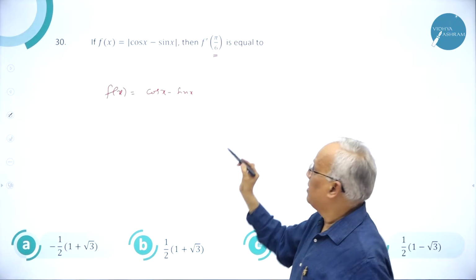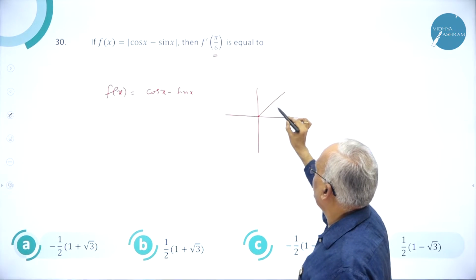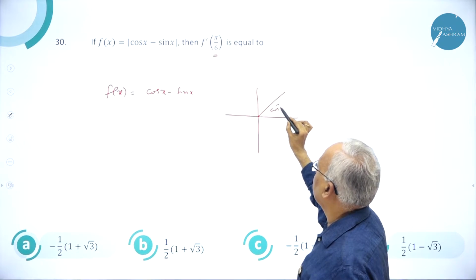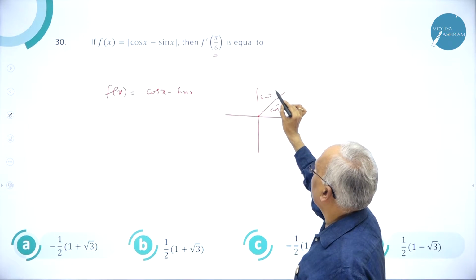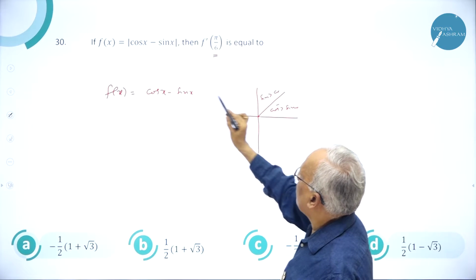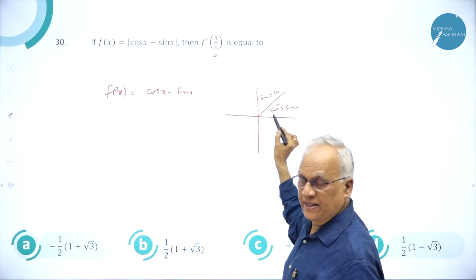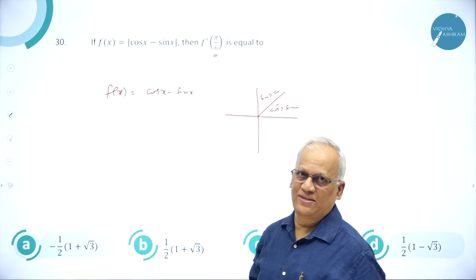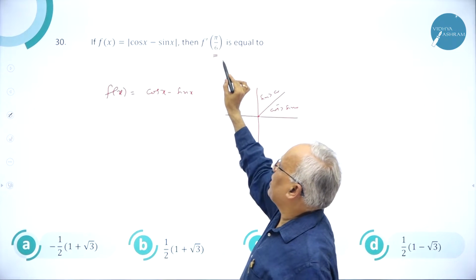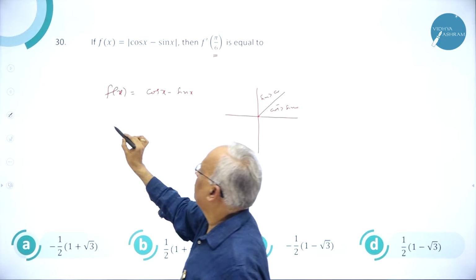At pi by 6. Pi by 6 means 30 degrees. Pi by 4 means 45. Here in this range cosine is more than sin, you know. Here what happens, sin is greater than cos. So because cos is more than sin near pi by 6, near 30, less than 45, I replace it by cos x minus sin x. If f dash pi by 3 was asked, I would have taken sin x minus cos x. You should know that. Now you differentiate.